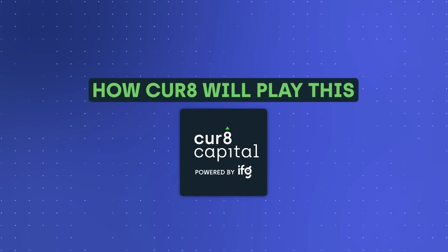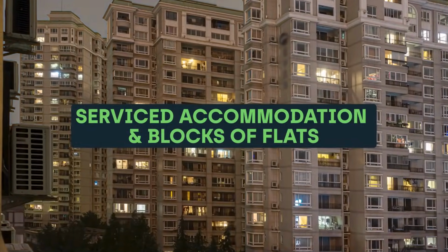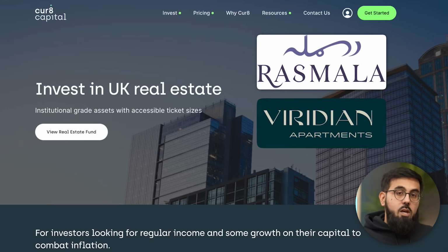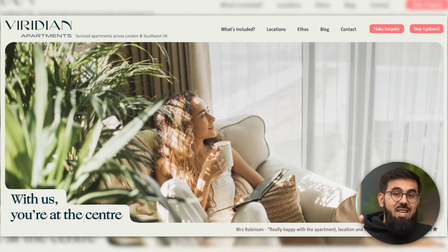Okay, now moving on to how Cur8 will play this. Well, I've previously already done a video on the mega trends we are focused on as an investment house, which will inform our investment strategies. But specifically revisiting property, the key themes and areas we want to exploit are: first, serviced accommodation and blocks of flats. Our marquee fund, in partnership with Rosmala Bank and Viridian Apartments, does exactly this. Viridian Apartments is very much focused on this niche, and we continue to double down on this area.